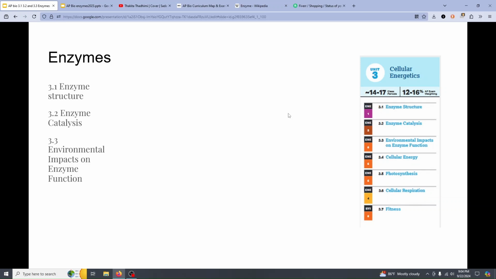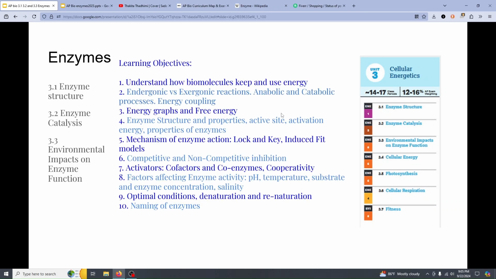Now, this particular conversation is going to focus on chapters 3.1 to 3.3, and a little bit of conversation on 3.4 as well. This is going to be quite a long chapter, but it lays a solid foundation for the rest of our conversation on photosynthesis and cellular respiration. As you can see here, there are multiple learning objectives, and this in its entirety covers all the key things you need to know about enzymes.